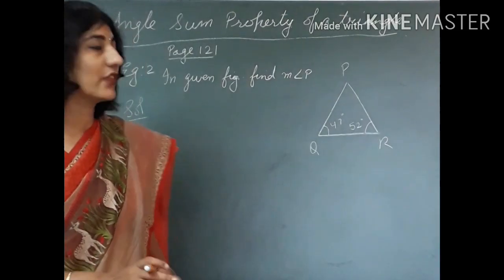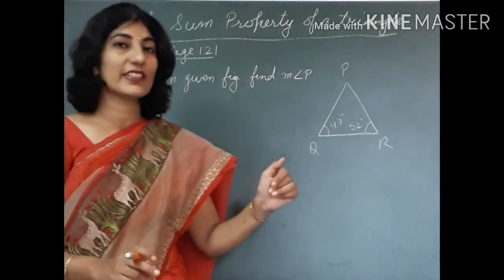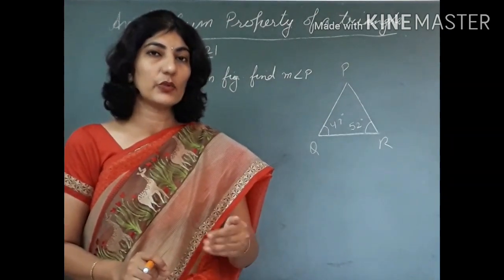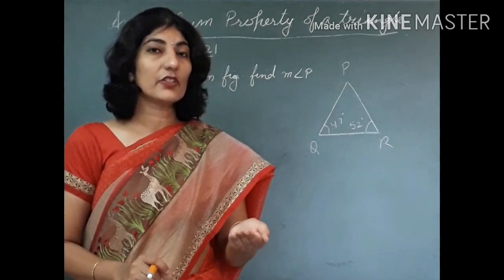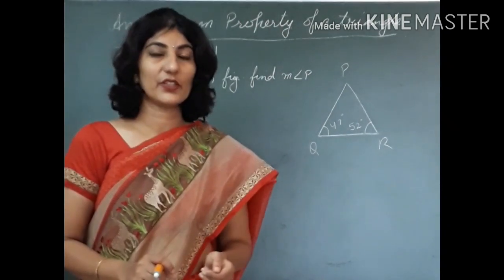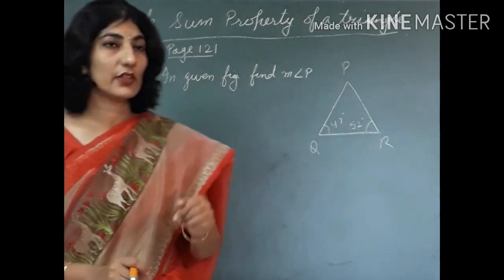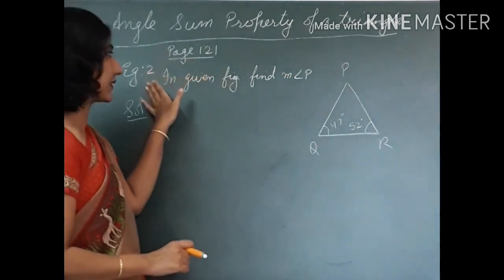Now this proof that the sum of the angles of a triangle is 180 degrees, you need not do in the notebook. This was just to explain and make you understand. It is given on page number 120 and 121 of your NCERT book. So now we will do the example which is given after this on page number 121, that is example 2.